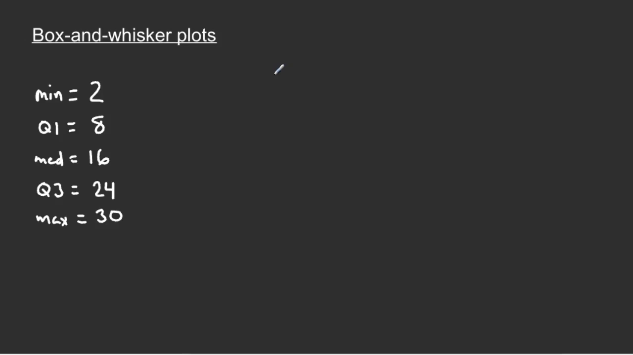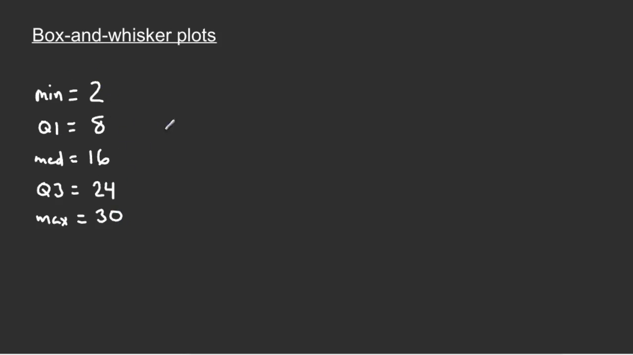A box and whisker plot is a visual display of the 5-number summary. It starts with a horizontal axis that includes the range of the data. So if I was going to make a box and whisker plot for this 5-number summary, then I would need a horizontal axis going from 2 to 30.